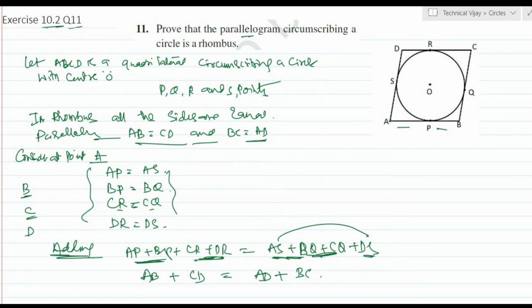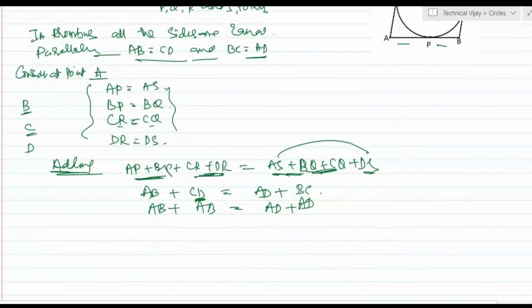So in place of AB, CD will write, or CD, AB will write. So AB plus CD, in place of CD I will write AB, is equal to AD plus BC. So AD plus here also AD. So now here, 2AB is equal to 2 into AD. Okay, 2 cancel. So AB is equal to AD.